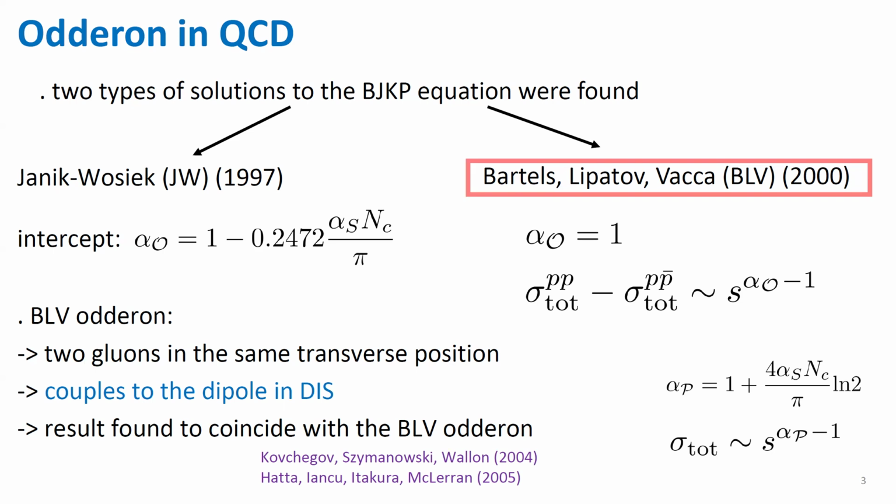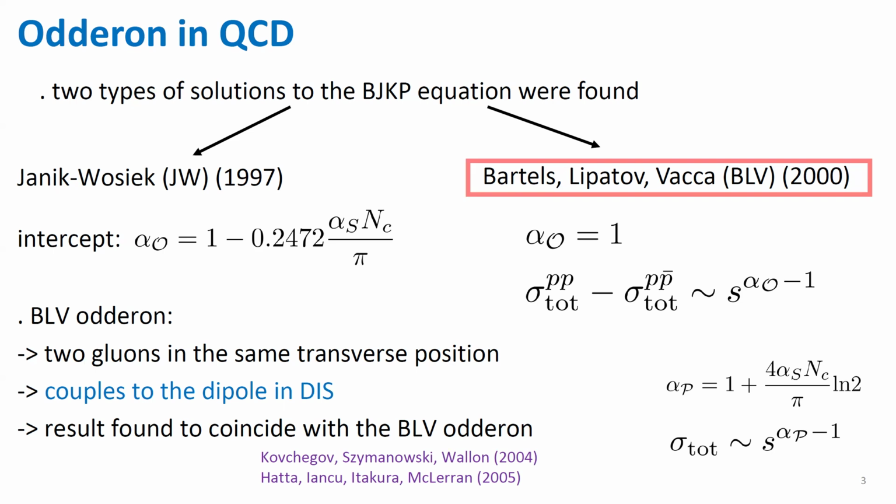For our purposes, we will just focus on the BLV Odderon, because this is the Odderon that couples to the dipole that is familiar in the context of DIS. So I will talk about DIS, so only the BLV Odderon matters.